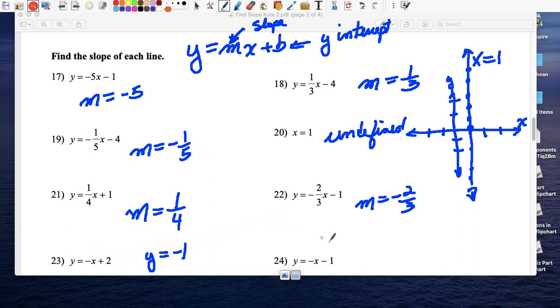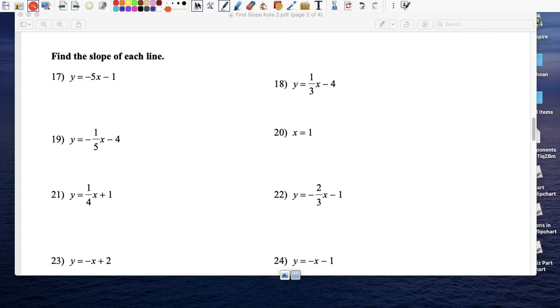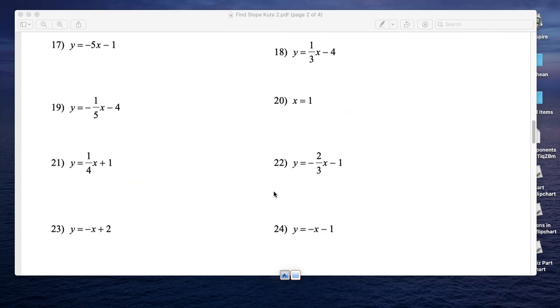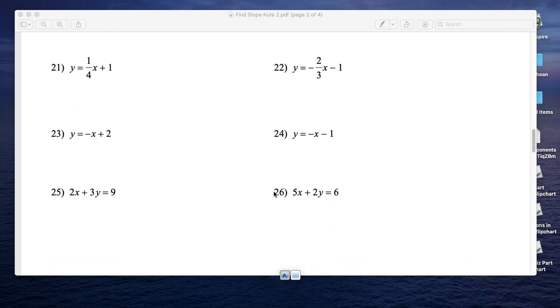Remember, there's an invisible 1. Oops, sorry, not y equals negative 1, slope m. And then this one again, slope equals negative 1. So all I have to do is find the slope. Okay. Is there more? Yeah. Two more.